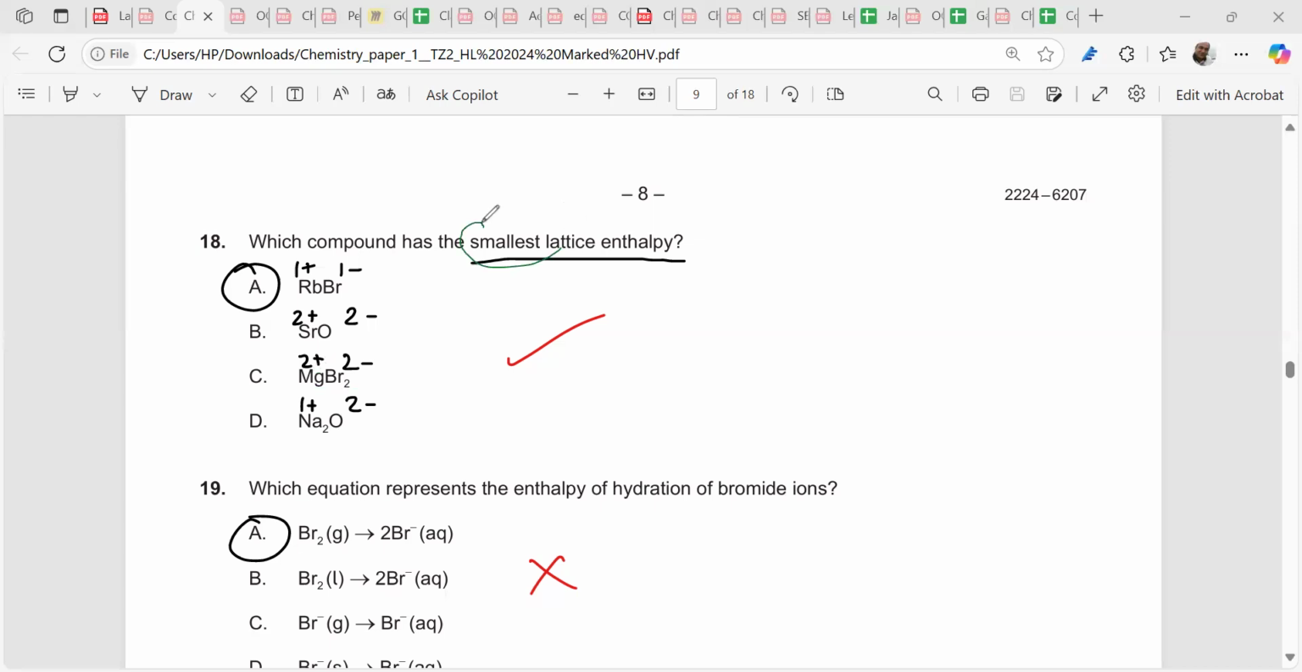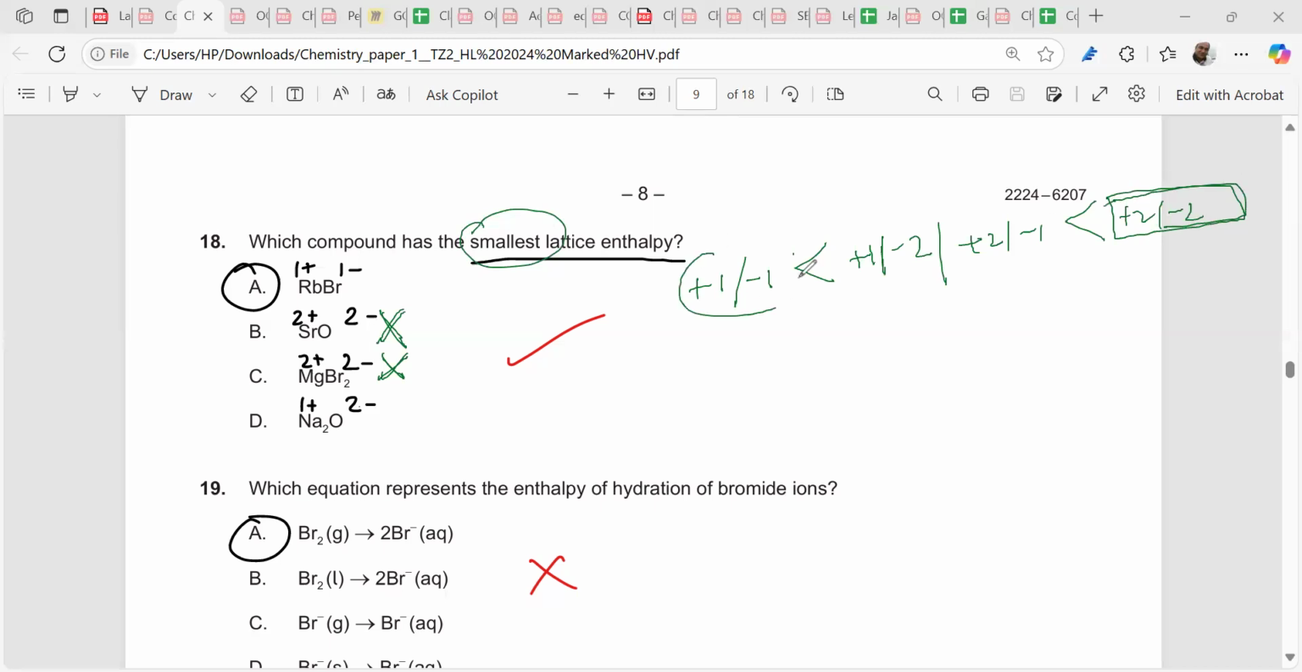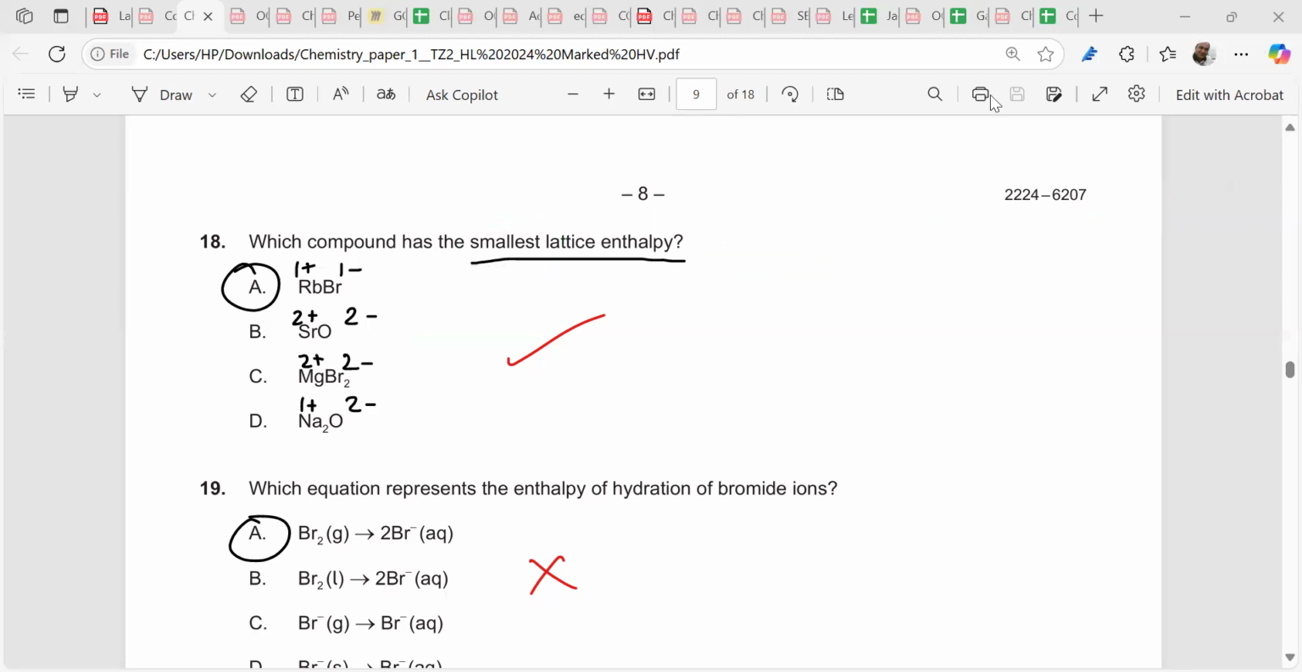Now come to the part on smallest lattice enthalpy. The +2 -2 combination will have the highest, so it eliminates these options. This will be the lowest: +1 -1. It should be lower than +1 -2, or +2 -1, and this will be lower than +2 -2. So the +2 -2 combination will be highest and +1 -1 will be lowest. So we solved this lattice enthalpy question. Thank you so much, guys.